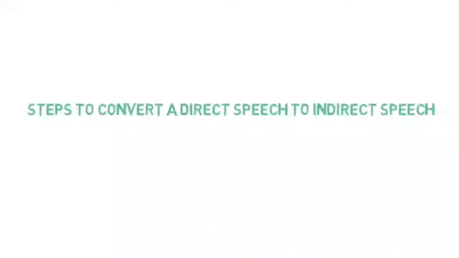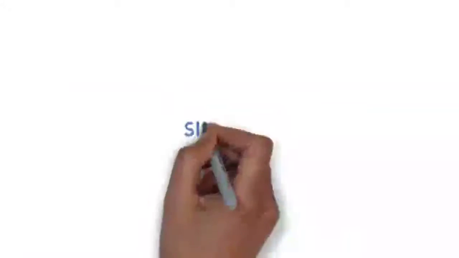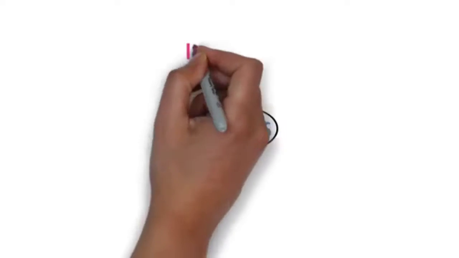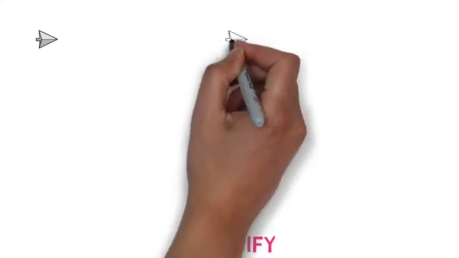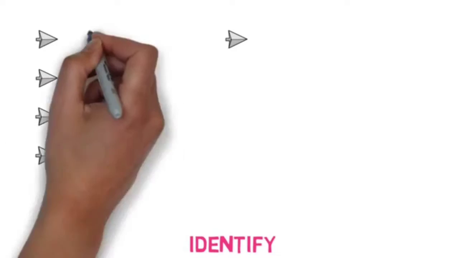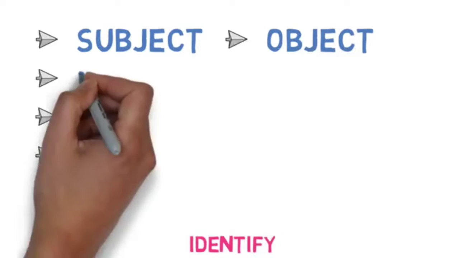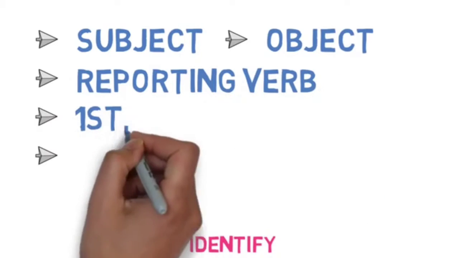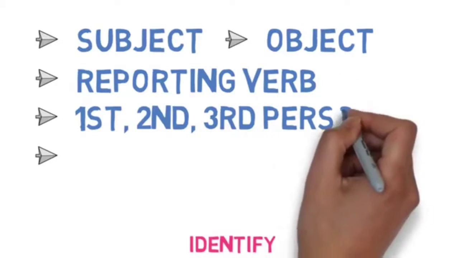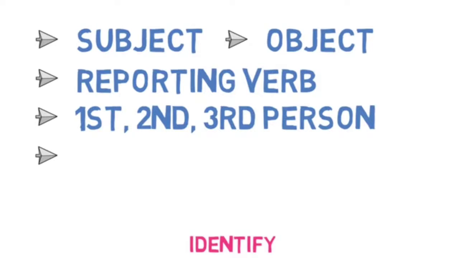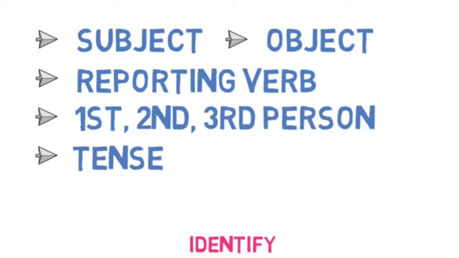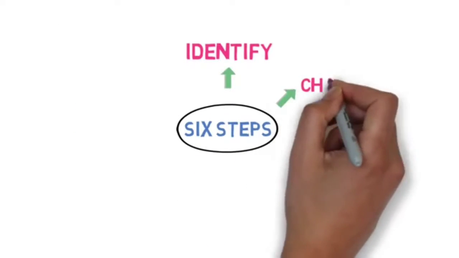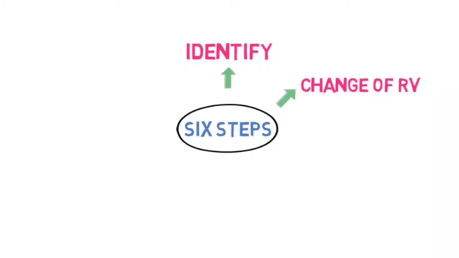Now let's understand the steps to convert a direct speech to indirect speech for a simple sentence or a statement. First step is to identify things. This is the most important thing, to identify the things like subject, object, reporting verb, first person, second person and third person in the reported speech, and if the reporting verb is in the past form, then the tense of the reported speech. And the second step is the change of the reporting verb.